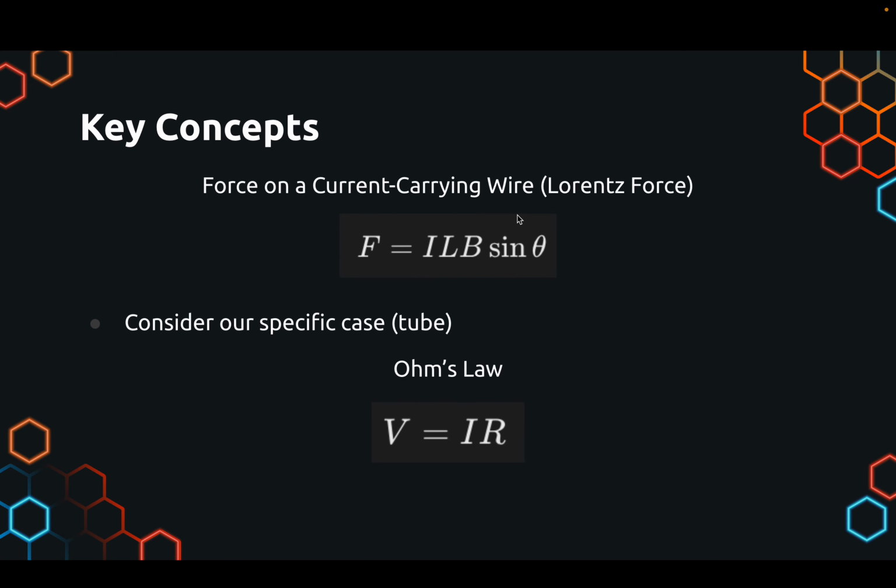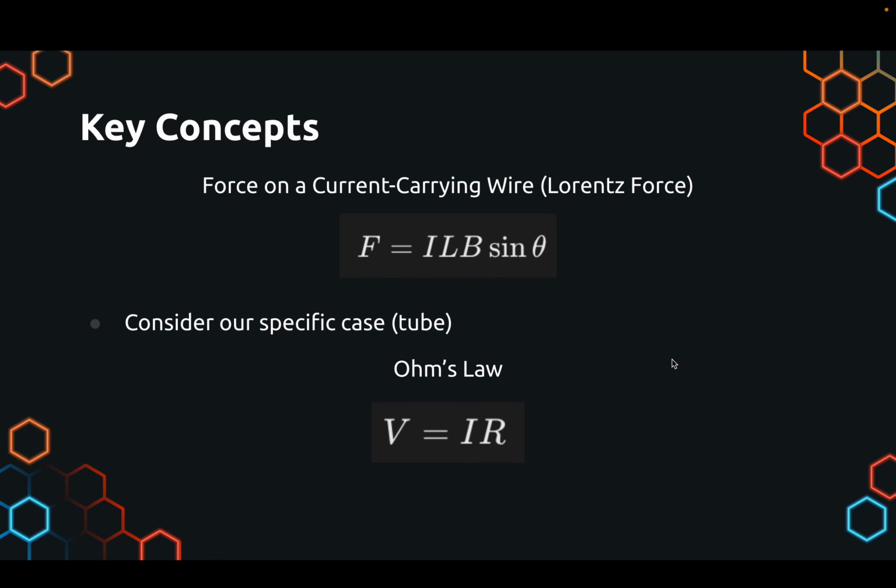Force on a current carrying wire, also known as the Lorentz force, is equal to ILB sine theta, or IL cross B. We're going to consider our specific case where we drop a magnet in a tube of aluminum foil. So our L in this scenario would be the circumference of the foil, which is 2 pi r. And Ohm's law: voltage is equal to current times resistance. We can also rearrange that, which is going to be more helpful in this lab, for I is equal to V over R.